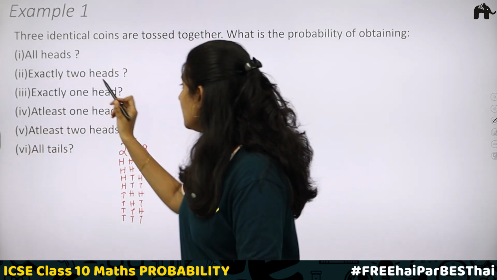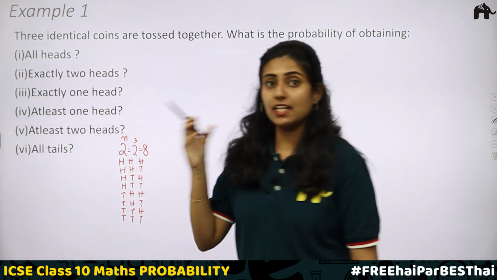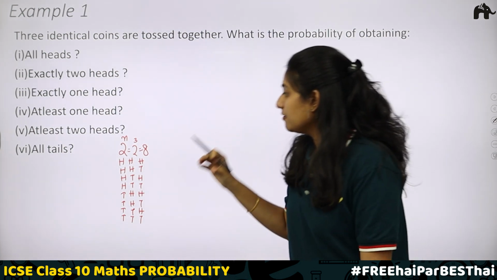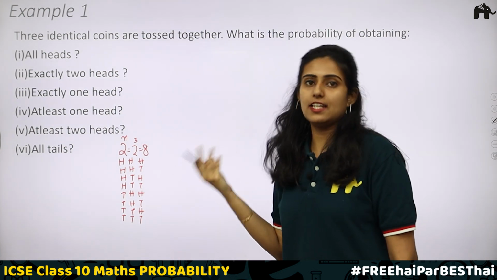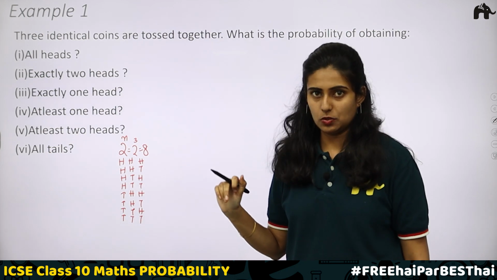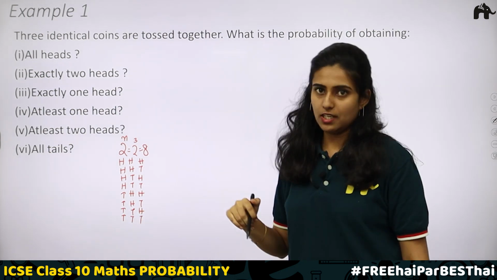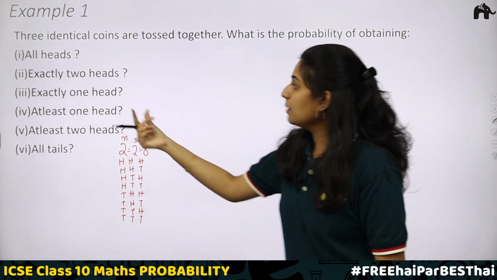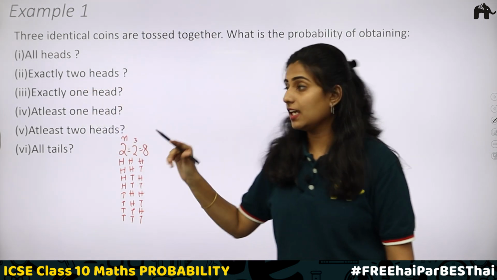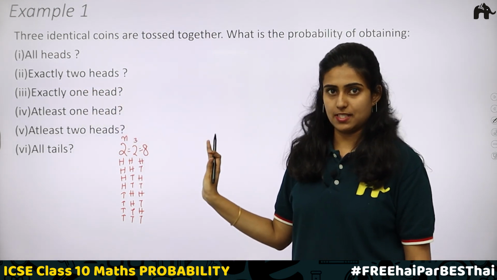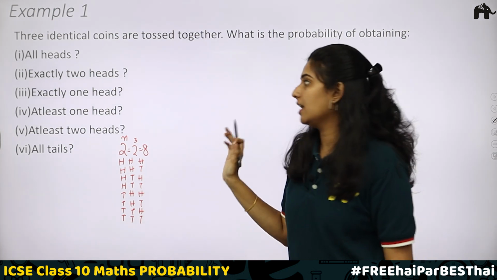But here, what does at least 1 head mean? At least 1 head means it can be 1 head, 2 head or 3 head. All the cases can be included. It cannot include tail, tail, tail. All other outcomes can be included. Okay. What about exactly 1 head? It is a case with only 1 head present.